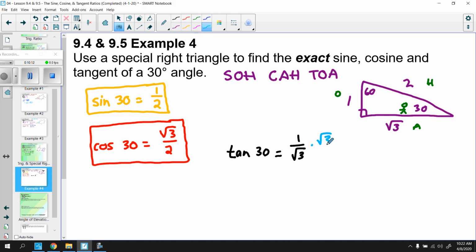So it's a simple fix. It's always the same process with square roots. To get it out of the denominator, create that perfect square down there. So top, 1 times the square root of 3 is the square root of 3. Square root of 3 times the square root of 3 is the square root of 9, which is just going to end up being 3. So my final answer here ends up being the tangent of 30 degrees is equal to the square root of 3 over 3.